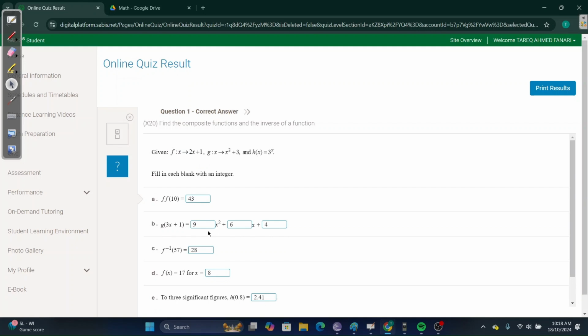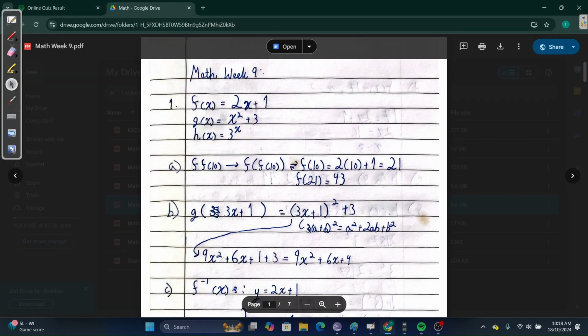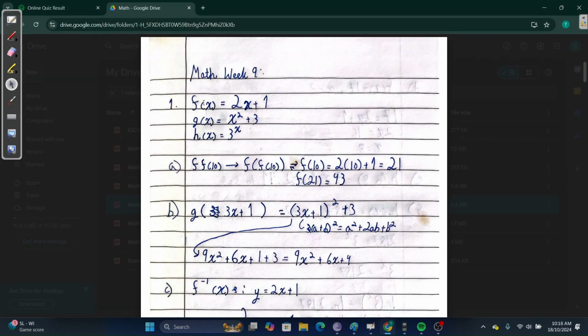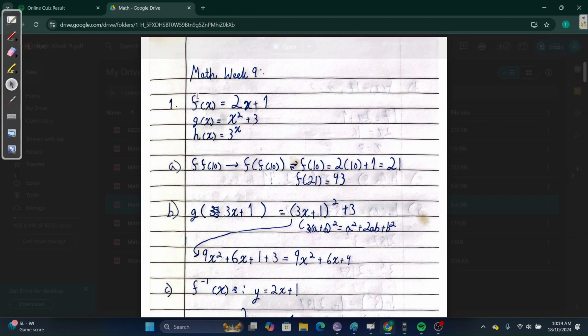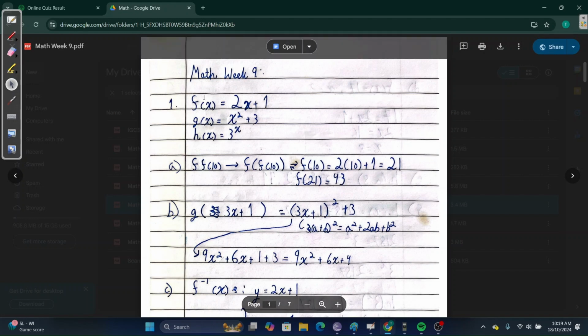So part A, f of f of 10. What you're going to want to do is find f of 10 first. Substitute 10 in f of x and get 21: 2 times 10, 20 plus 1, 21. Now you're going to substitute the value you got, which is 21, into your original equation, into f of x again. So f of 21 is equal to 2 times 21, which is 42, plus 1, which is 43.